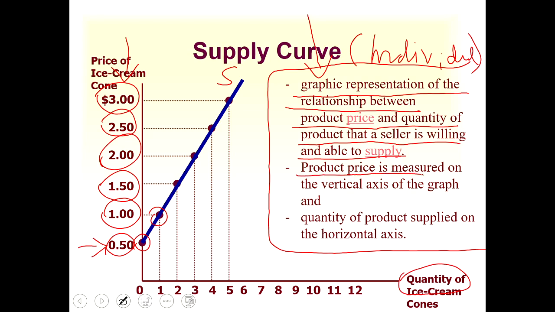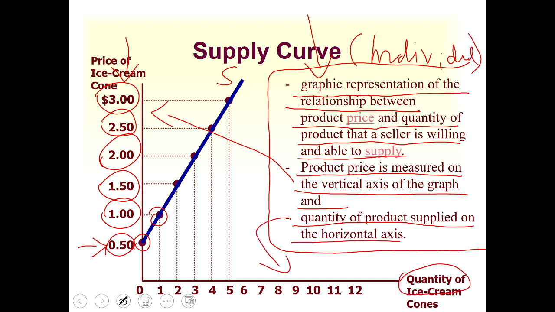So product price is measured on the vertical axis of the graph, as you can see on the vertical axis right here, and quantity of product supplied on the horizontal axis, which is simply here. So this is a supply curve. It simply shows the relationship between price and quantity. At different price levels, how much quantity of a product a seller is willing to supply.